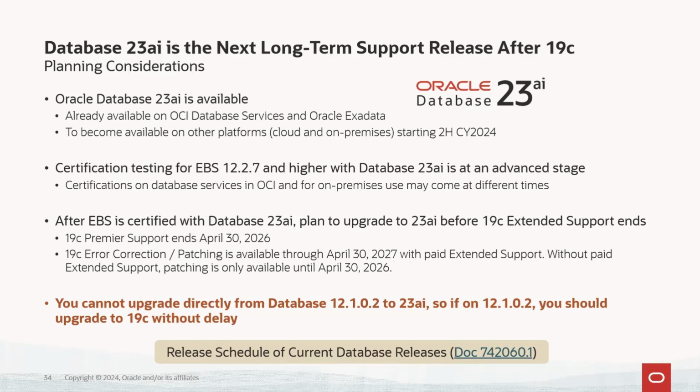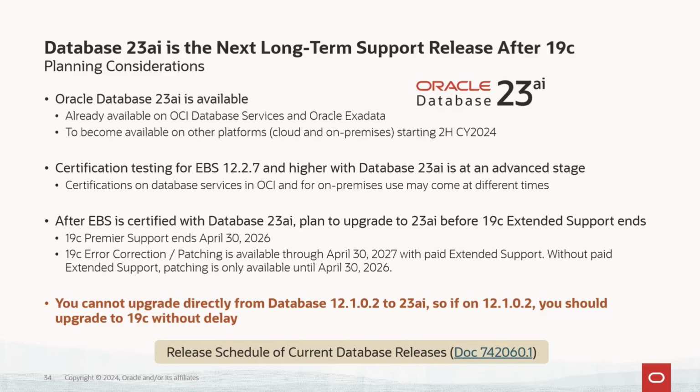Now, once eBusiness Suite is certified with Database 23AI for the platform that you're running, you'll want to plan to upgrade to 23AI before the 19C extended support period ends, which, as I noted on the previous slide, will occur on October 30th, 2027. That's, by the way, going to be paid extended support. Without paid extended support, you'll have access to patching until April 30th, 2026.